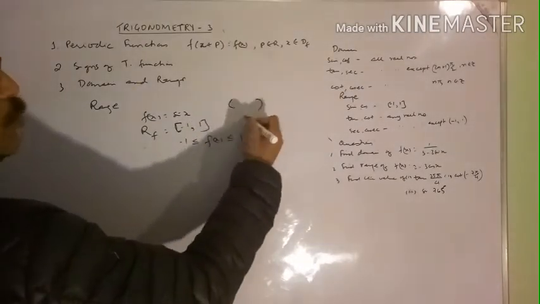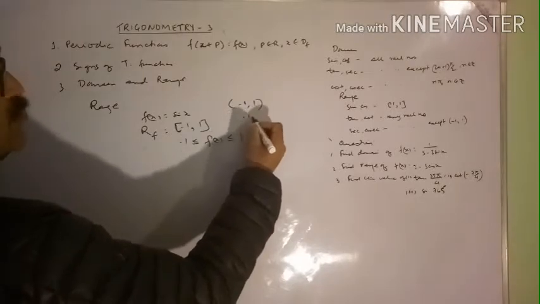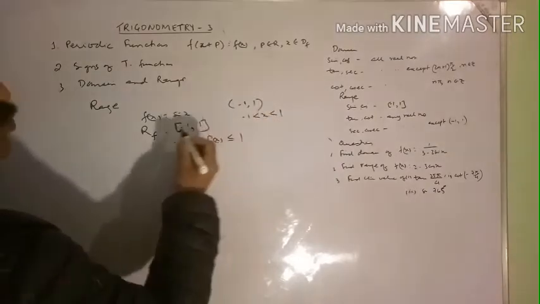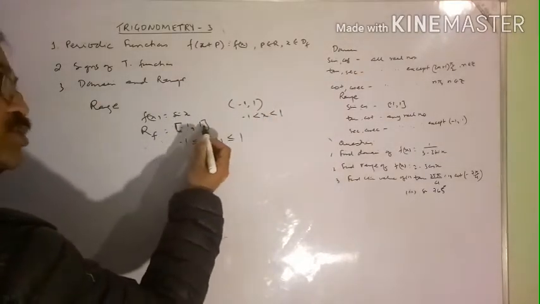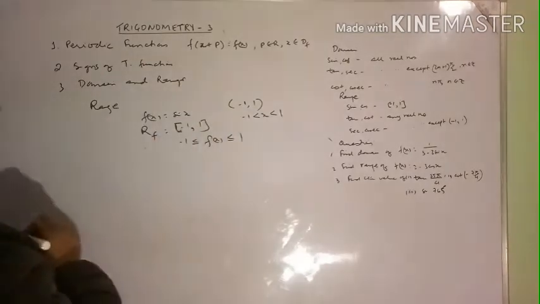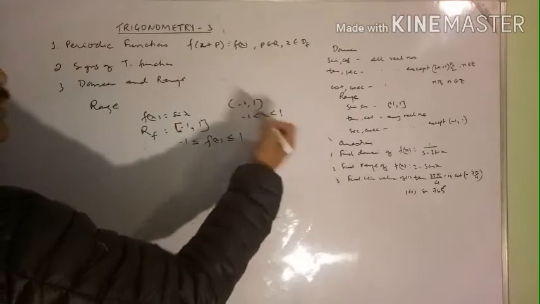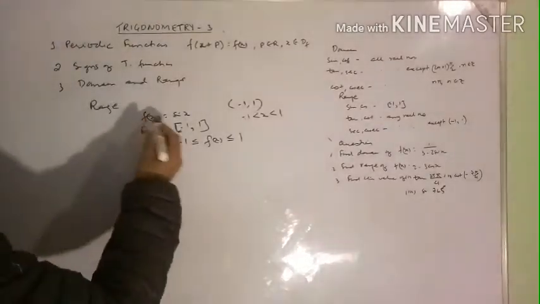If you take the open interval minus 1, 1, it means minus 1 less than x less than 1. Here it is not equal to. The closed interval means f of x can take minus 1 and 1 also, and any value between these two. Here x can take any value between minus 1 and 1, but not minus 1 and 1. That is the difference. So for cos also, same thing.